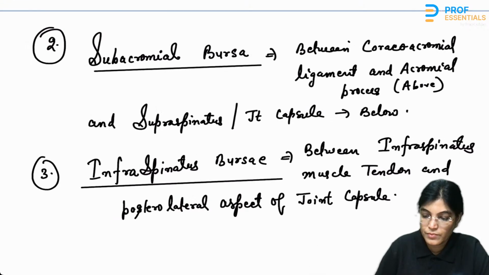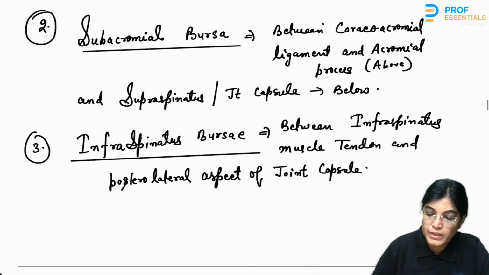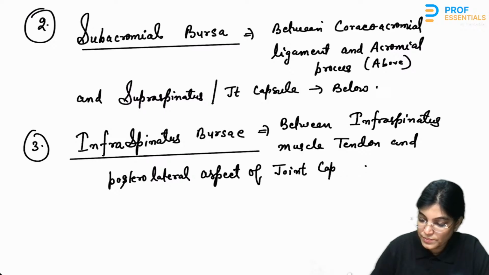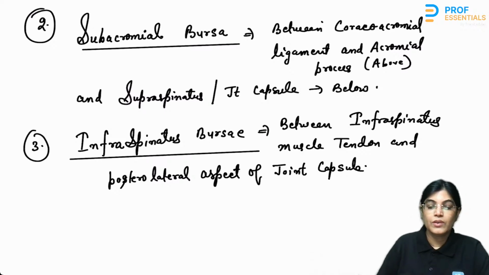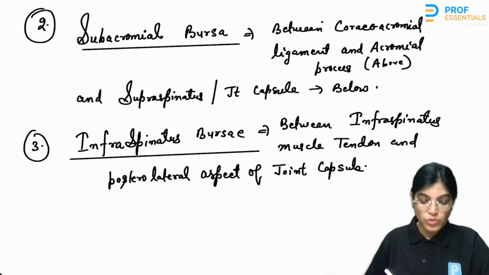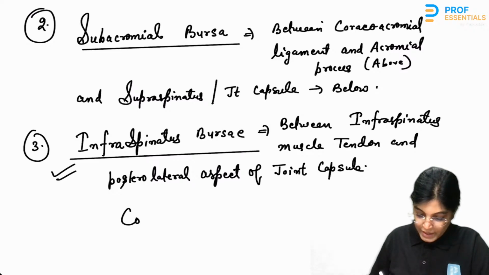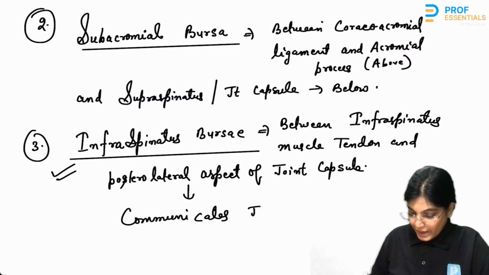Got it? Posterolateral aspect of the joint capsule. Okay, it also communicates. So the infraspinatus bursa also communicates with the joint cavity.